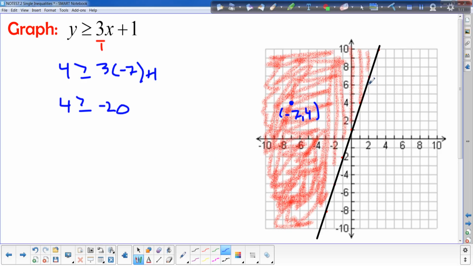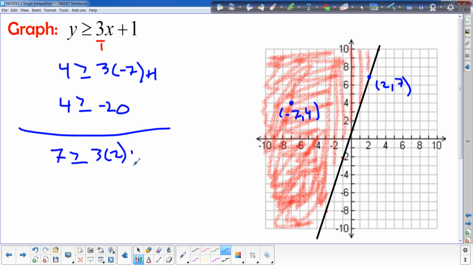What about the points on the line, like this guy right here? That's the point 2, 7. Let's see if he's a solution. I'm going to plug 7 in for y: 7 is greater than or equal to 3 times 2 plus 1. Here I get 7 is greater than or equal to 7. Is that true? Yeah, because 7 is equal to 7. So what we see is that the points above the line and the points on the line are both solutions. Let's look at a couple more.